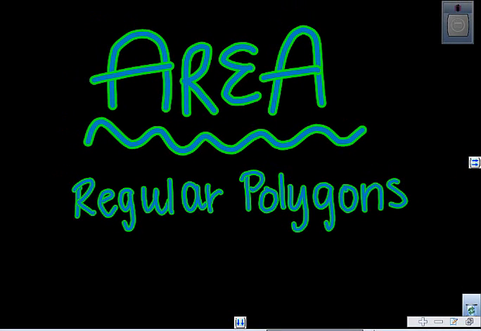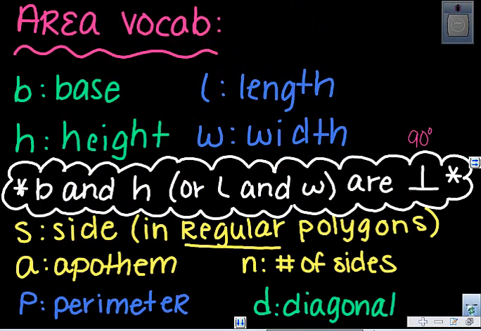Finding the area of regular polygons, you'll need to know a few abbreviations that you'll see on the formula chart or when you write your formulas. S is side, A is apothem, P is perimeter, N is number of sides.